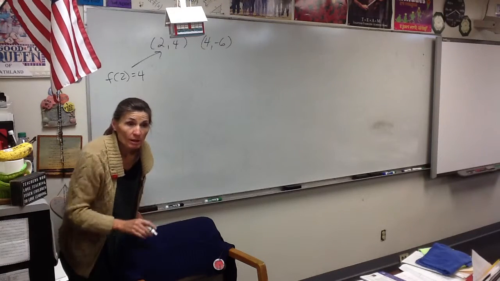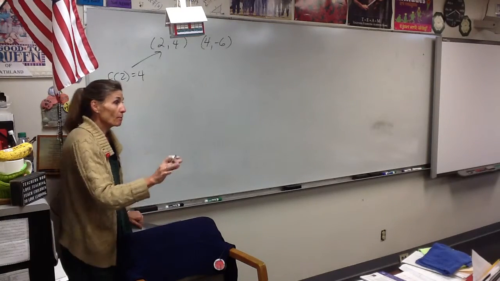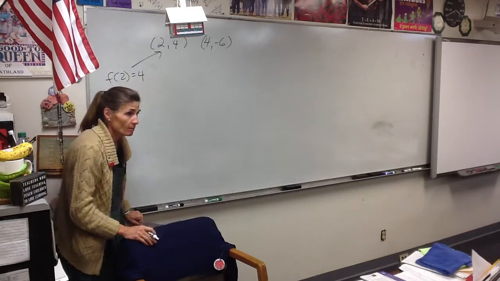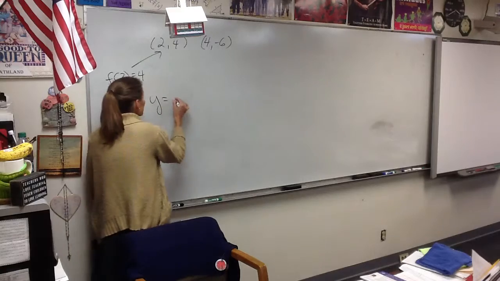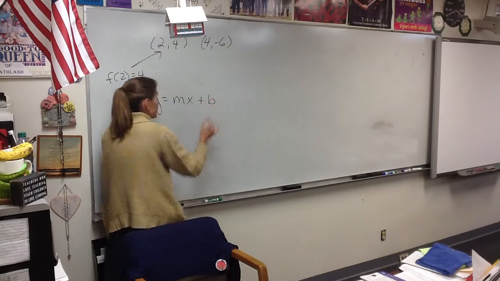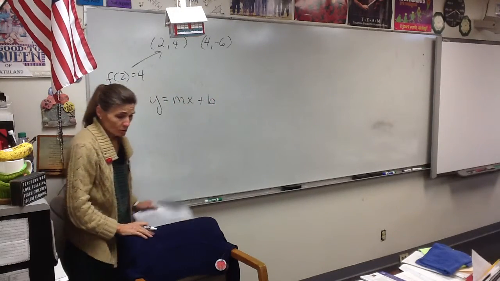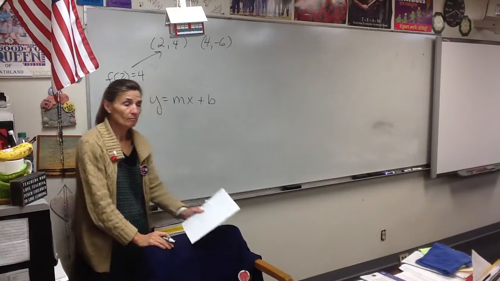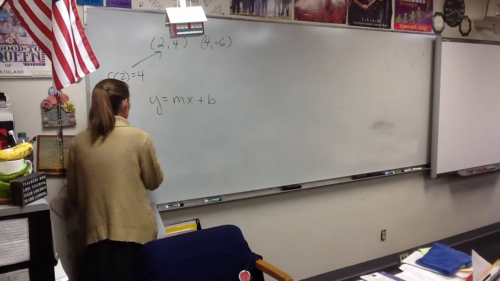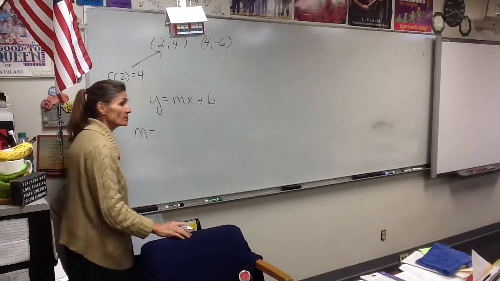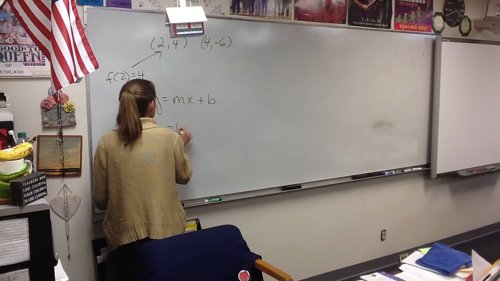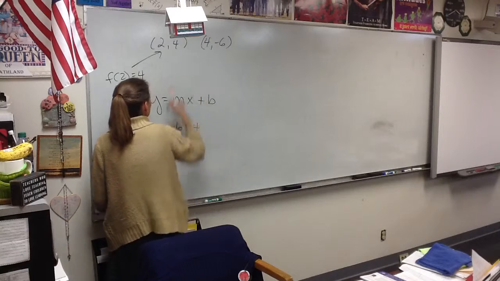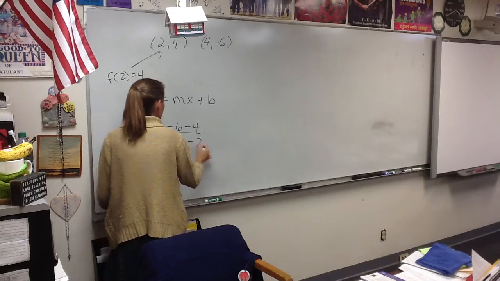Write an equation of a, well, stop right there. Linear function sounds hard. What do they really mean? A line. We want the equation of a line. So what do we need to do first? Find the slope. And how do we find slope? Negative 6 minus 4 over 4 minus 2.